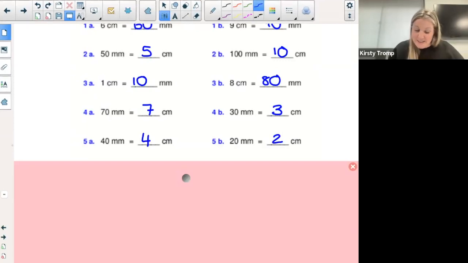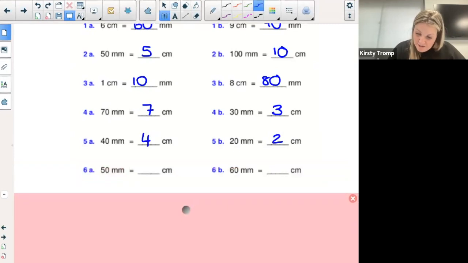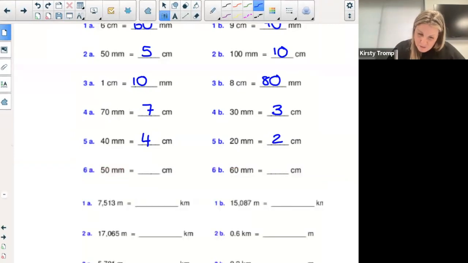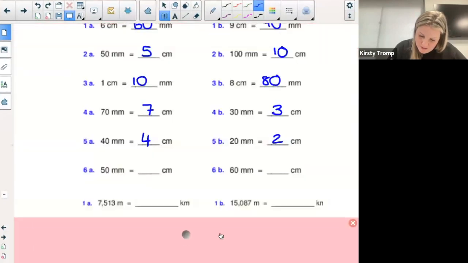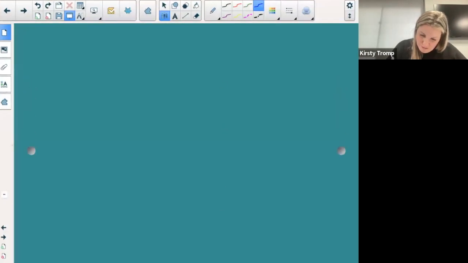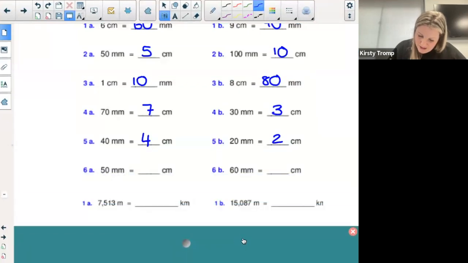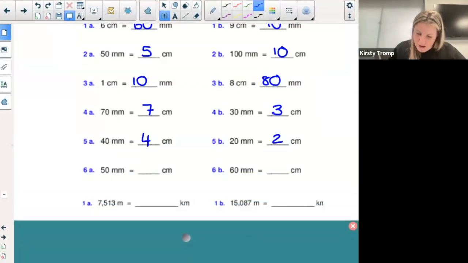All right. Okay, let's finish them off. Before we do those ones, let's finish off these easy ones. And let's bring in some kilometers at the same time, with some decimals down there for you. Okay. Go have a look at those ones for me.